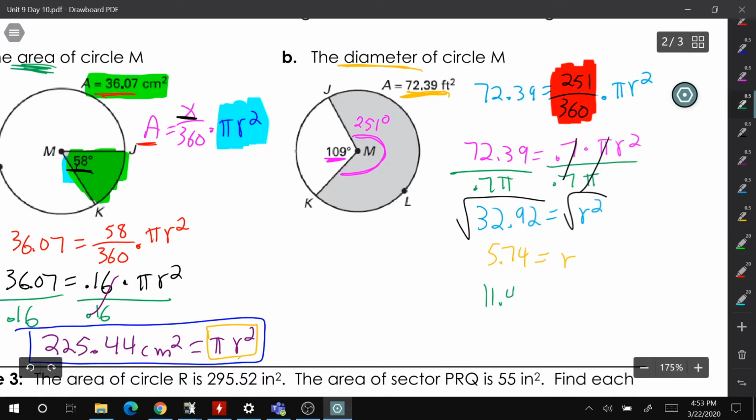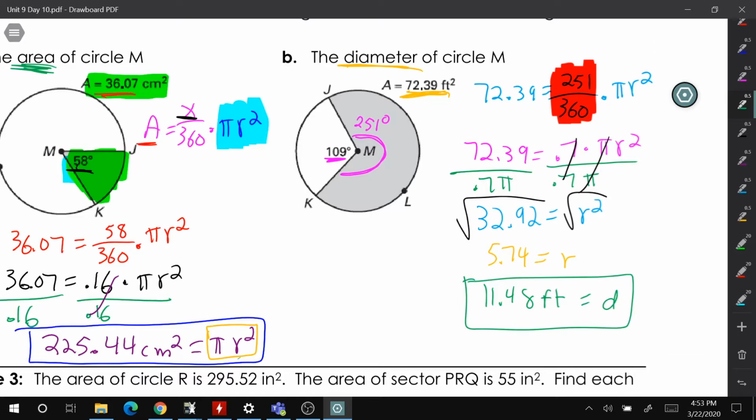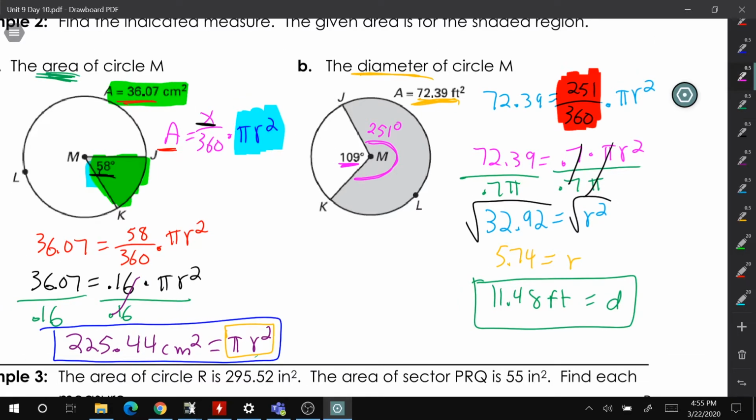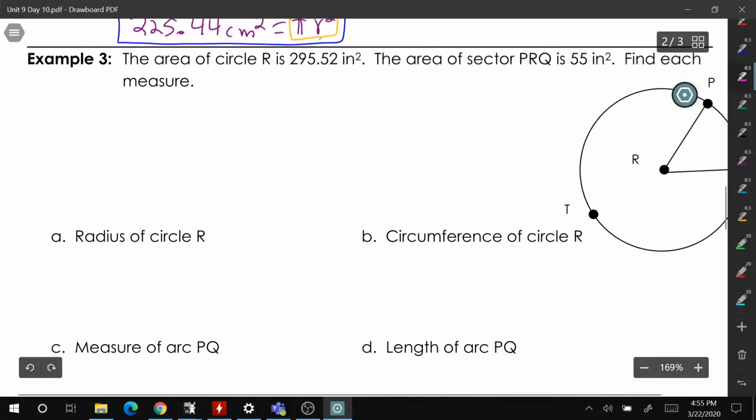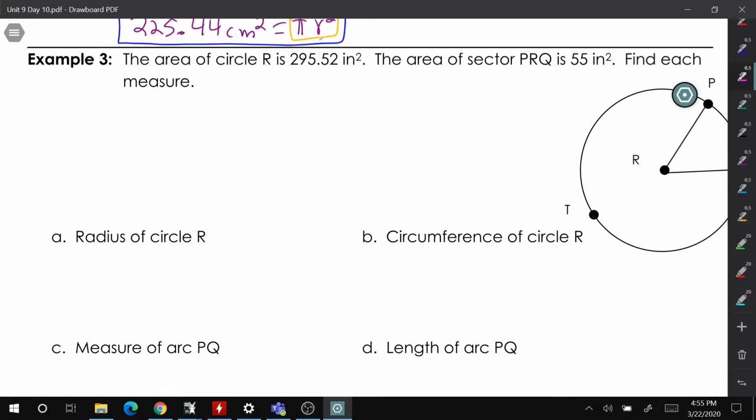So 11.48 feet is equal to the diameter. So we had to go a little bit further in this one. All right, let's look at example 3. Example 3 will kind of combine stuff that we did yesterday with stuff today.